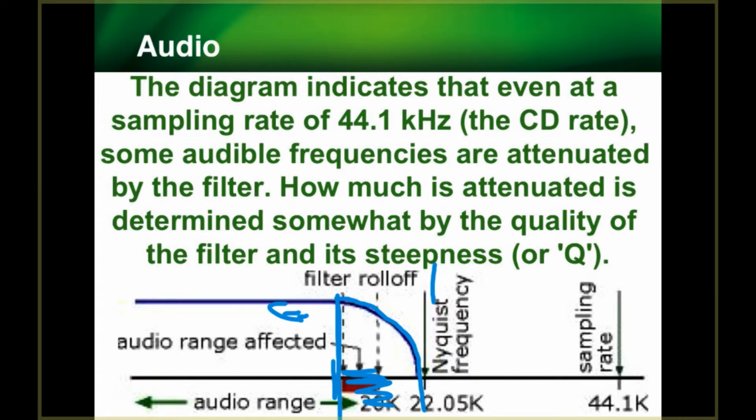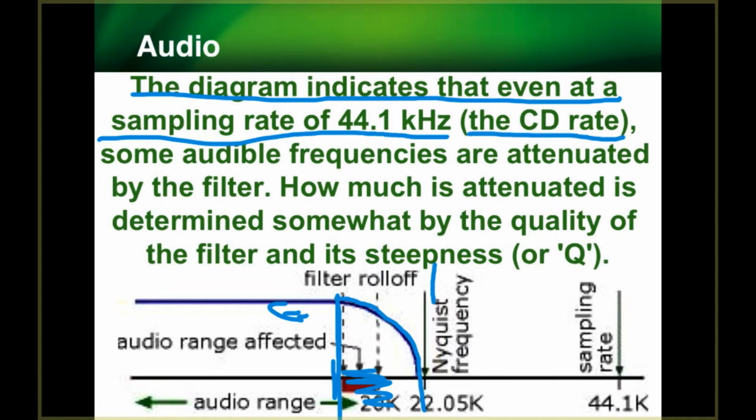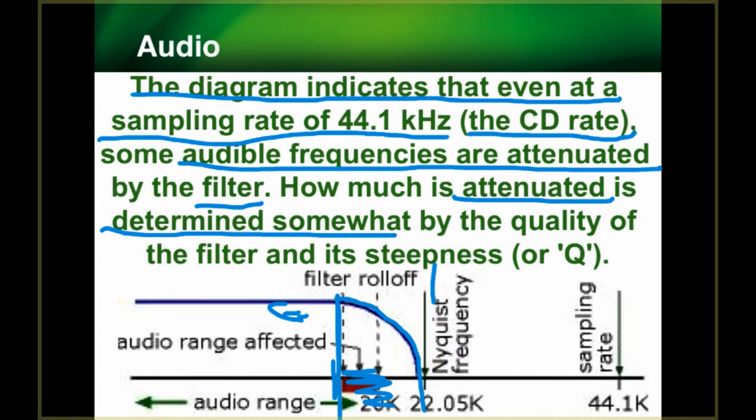Because of this, as this diagram indicates, even at a sampling rate of 44.1K, and we'll talk about this more in a second, but this is the CD rate, some of the audible frequencies are attenuated by the filter. How much is rolled off or attenuated is determined somewhat by the quality of the filter and how steep it goes. This is also called the Q of the filter.